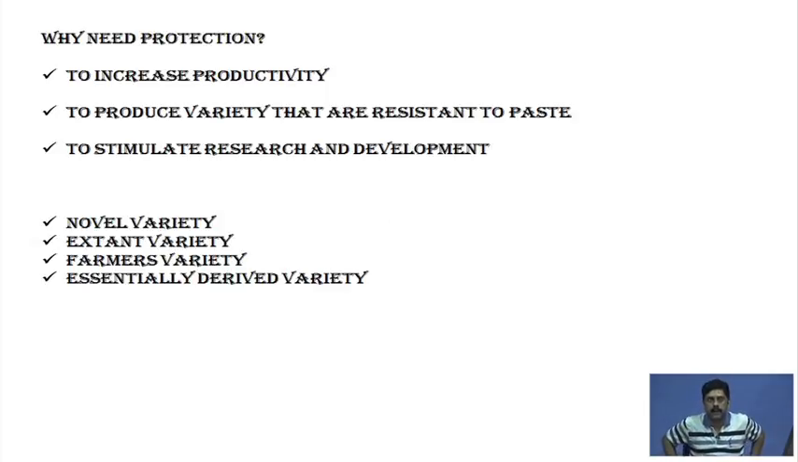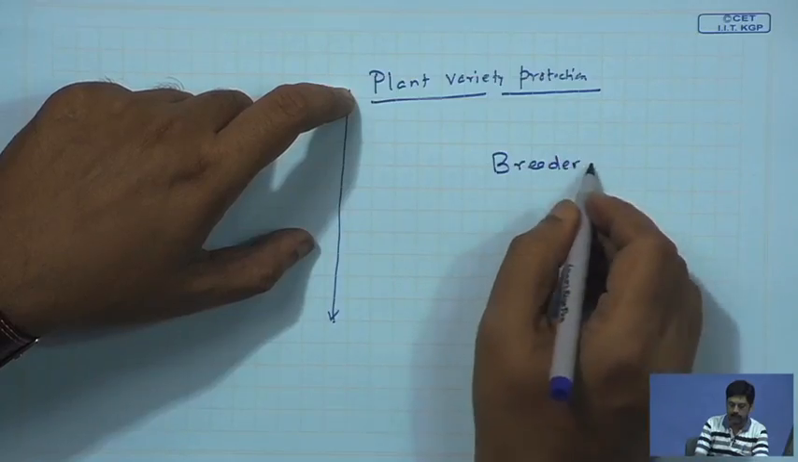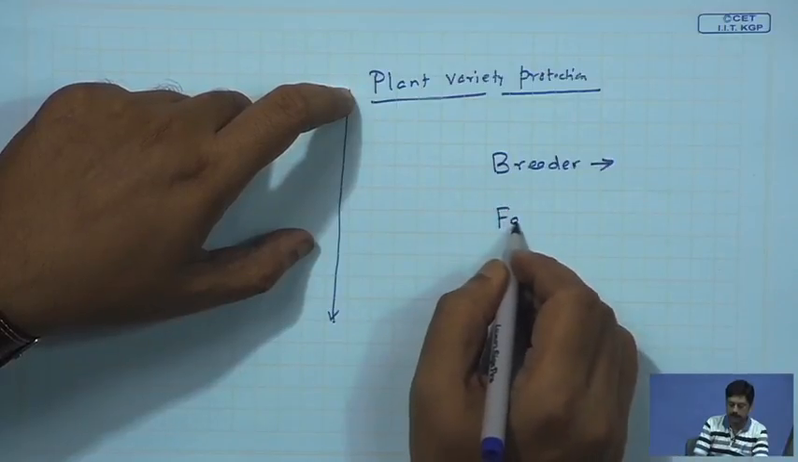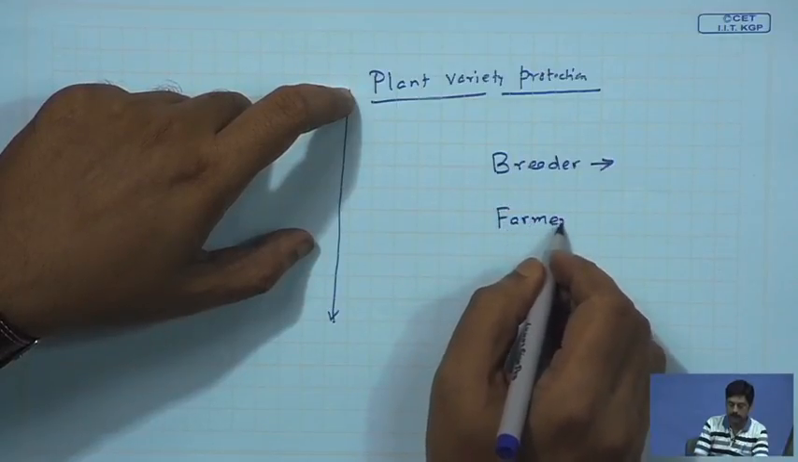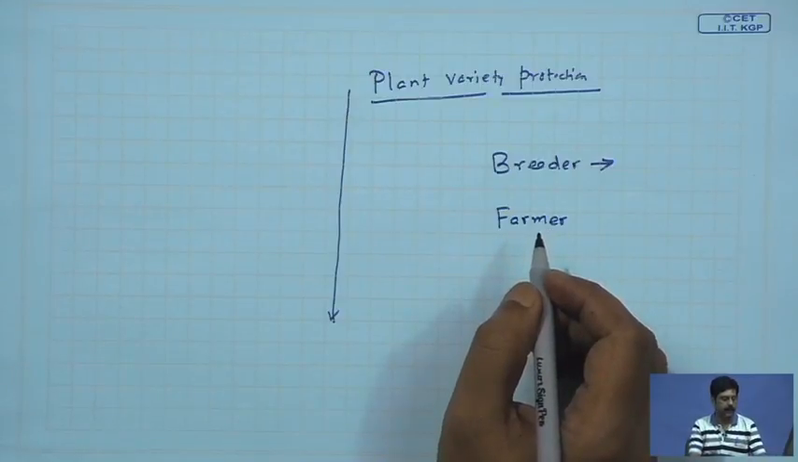So, now you understood why we need protection for the breeder's variety and, let us say, the farmer's variety. I will suggest that to make a balance, we require protection. Let us see what varieties we are getting. Two classes we are getting: breeders and farmers.